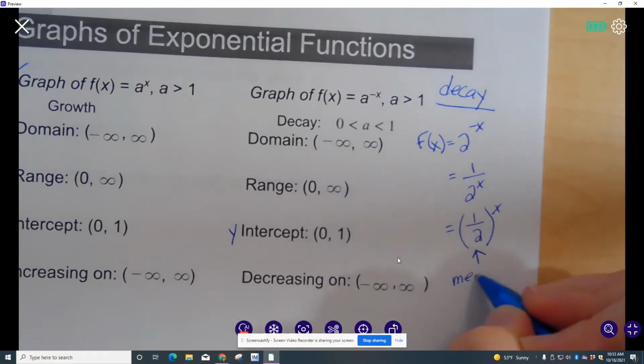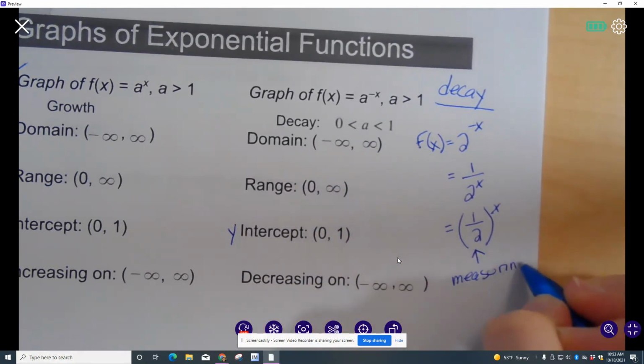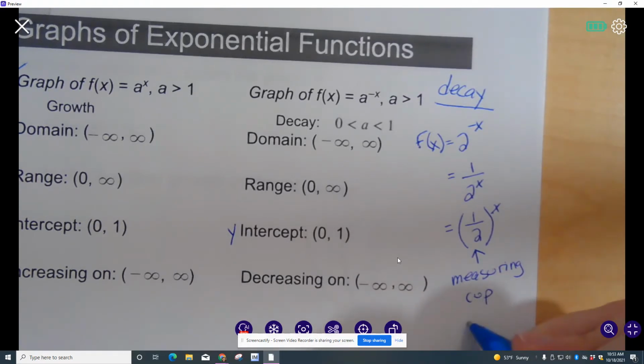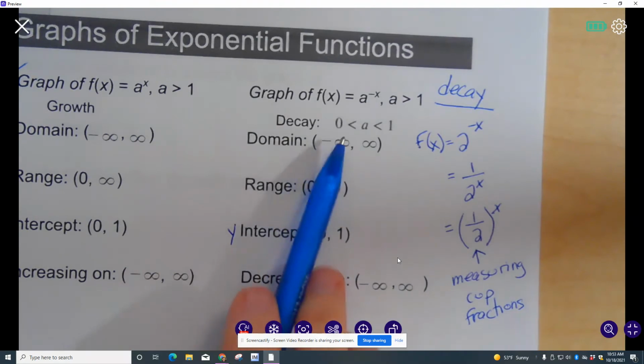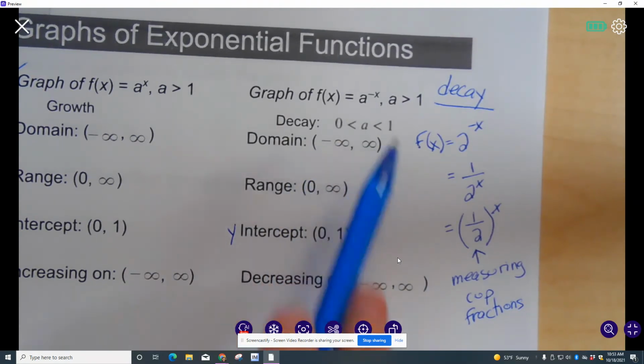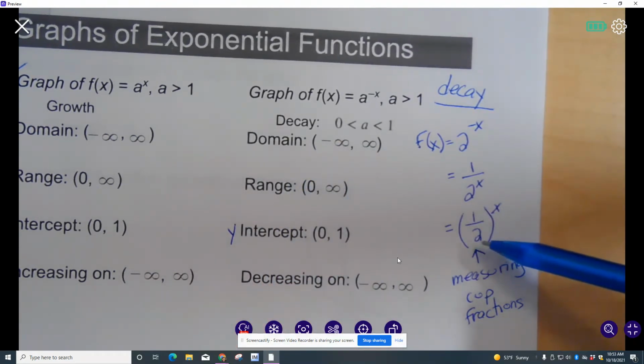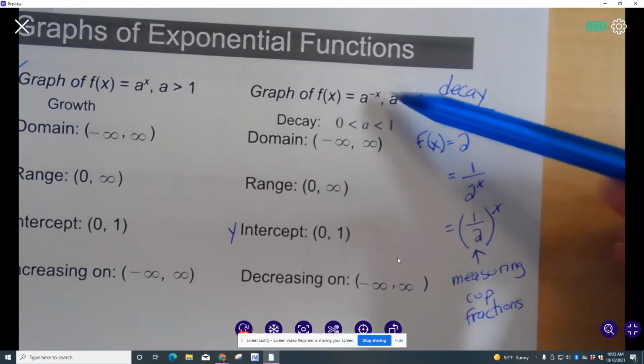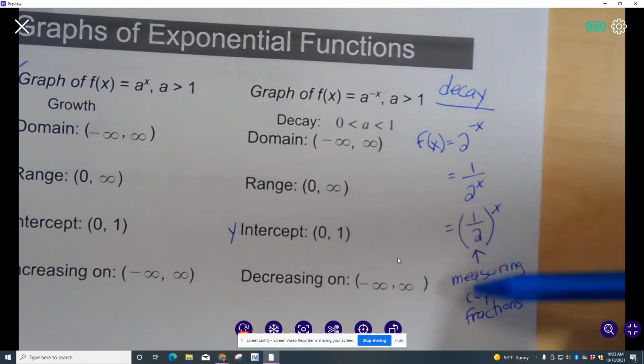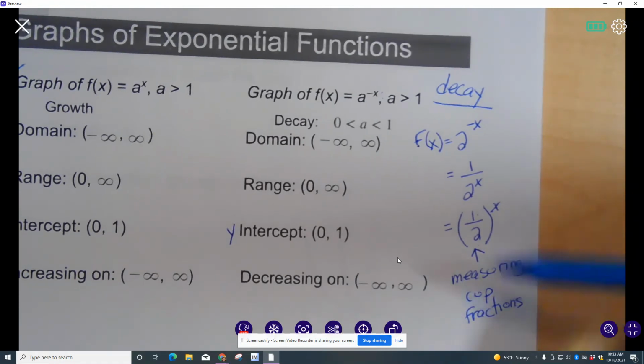So I call these the measuring cup fractions, because they are the fractions you see on the measuring cup. And if you think, a measuring cup goes from 0 to 1. So your base might also look like this. That would also be decay. A negative exponent or a base that's a measuring cup fraction will be decay.